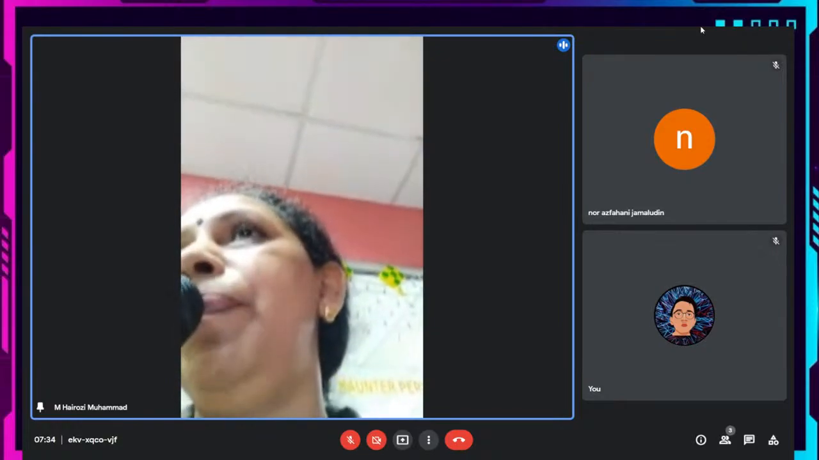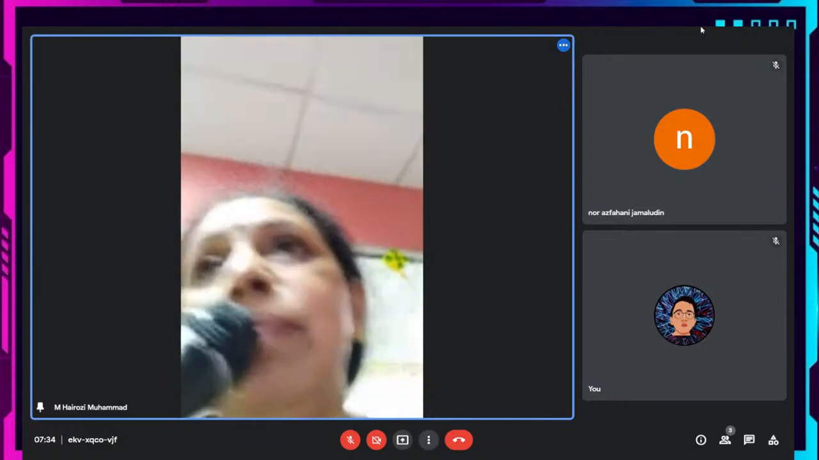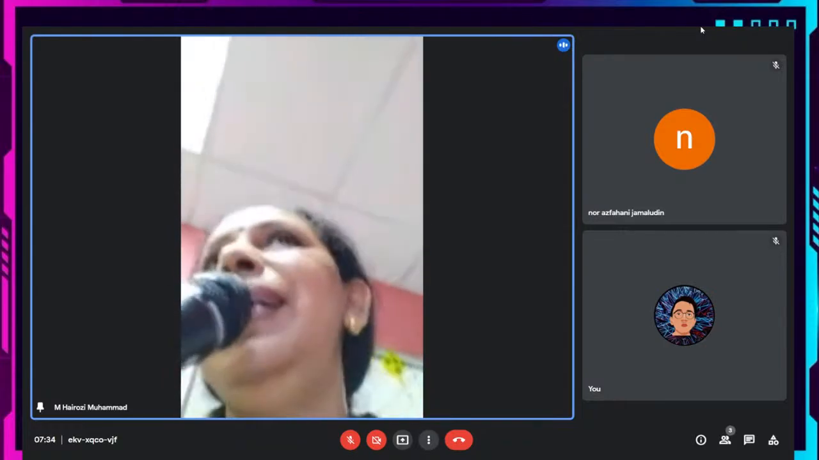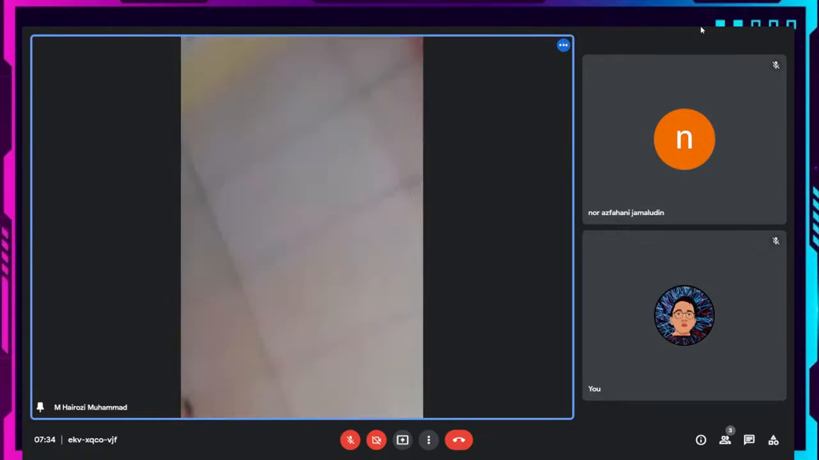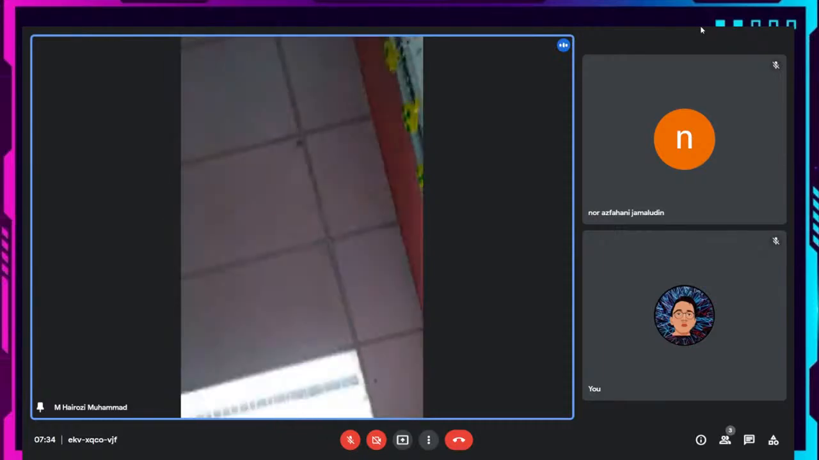Then he took out a pack of rock. He put it inside the jar, and then he filled the jar up. Then he asked the students, is the jar full or empty? So the students say the jar is full.